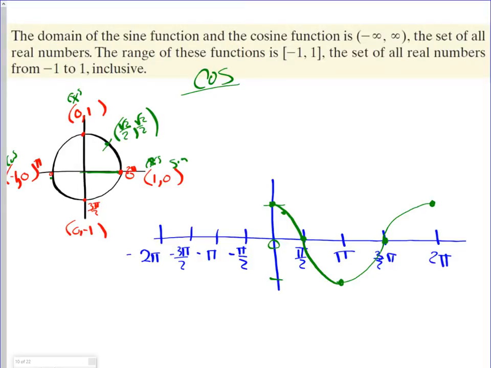Wait, how did you get that other little point again? Where did I get what point? The one between 0 and 2 pi? Yeah. This one right here?